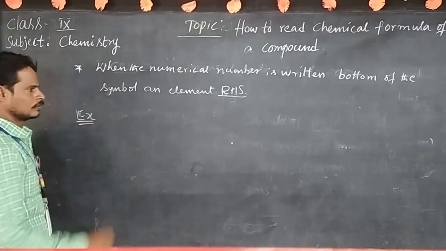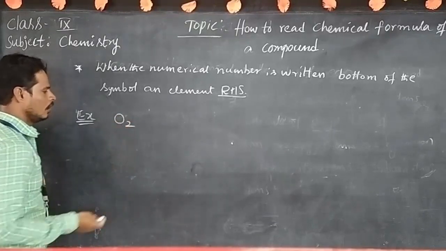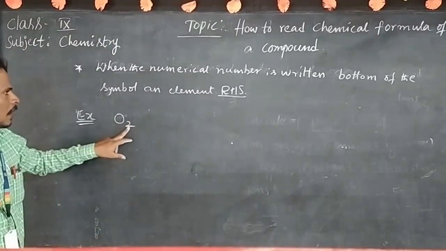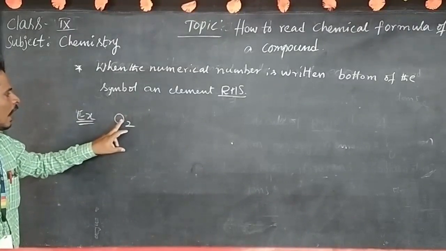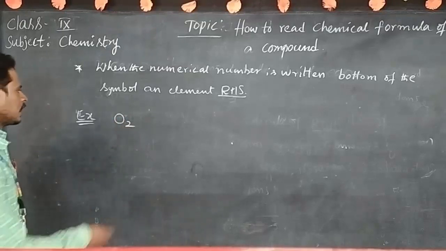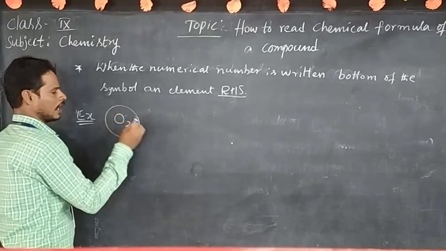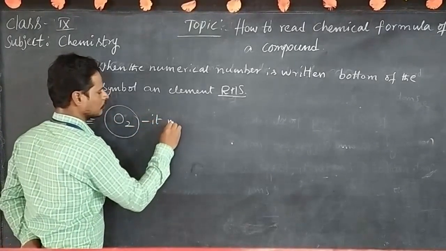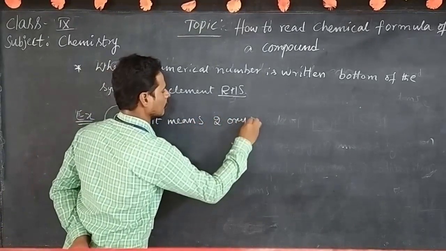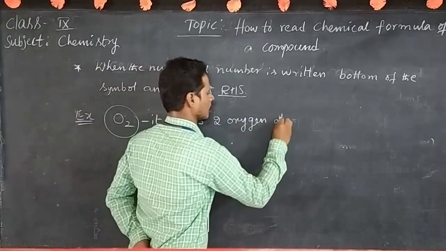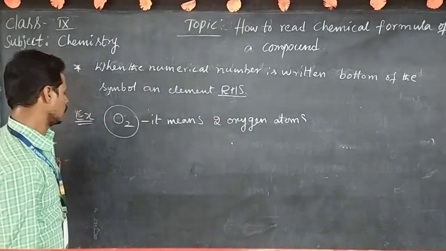Example. Here the numerical number is written at the bottom of the symbol of an element. It tells about the number of oxygen atoms. It means 2 oxygen atoms.